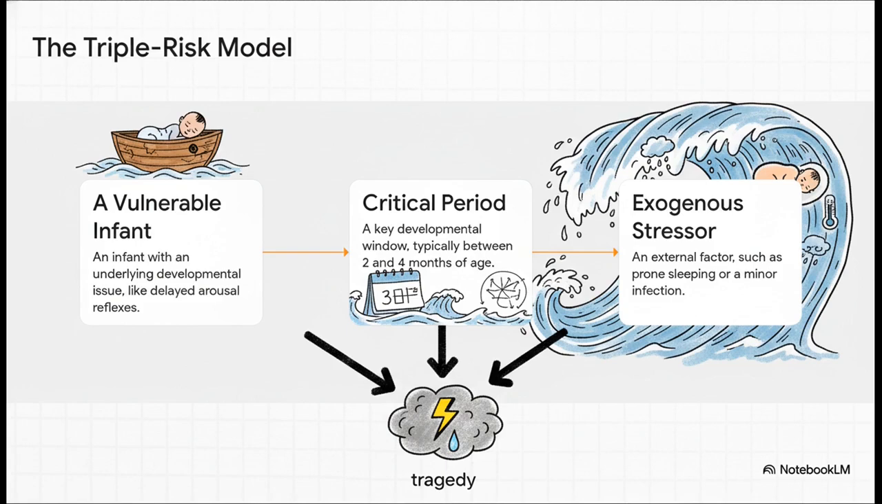Then you've got a tricky sea, that's the critical period of 2 to 4 months of age when reflexes are still developing. And finally, a sudden bad wave hits. That's an external stressor, like a minor infection or an unsafe sleeping position. When all three of those things happen together, that's when tragedy can strike.